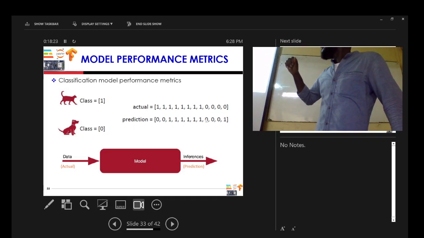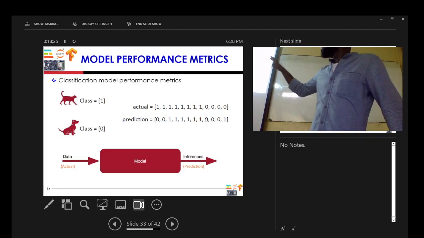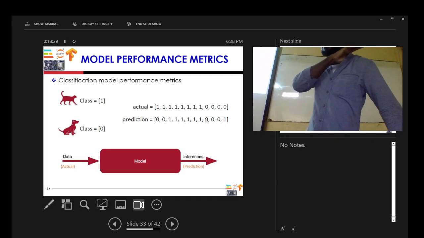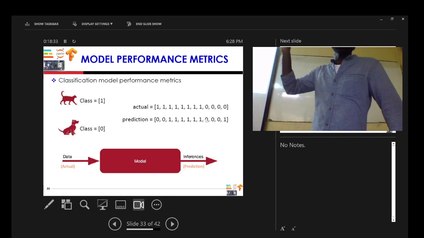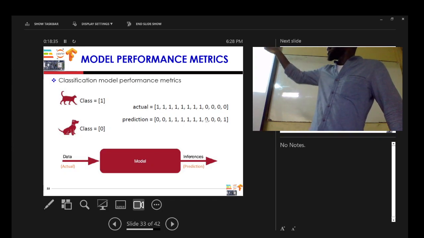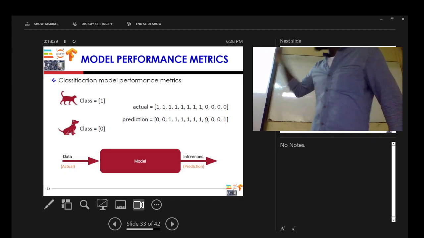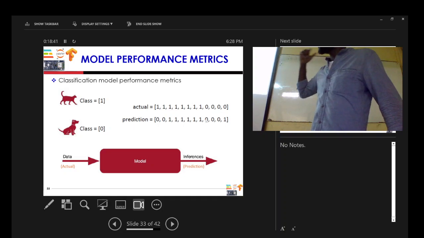learning. So here, if I have a network that classifies cats and dogs, if it's a cat, then my class or my output is 1. Have you seen it? If it's a dog, then my output is 0, right?